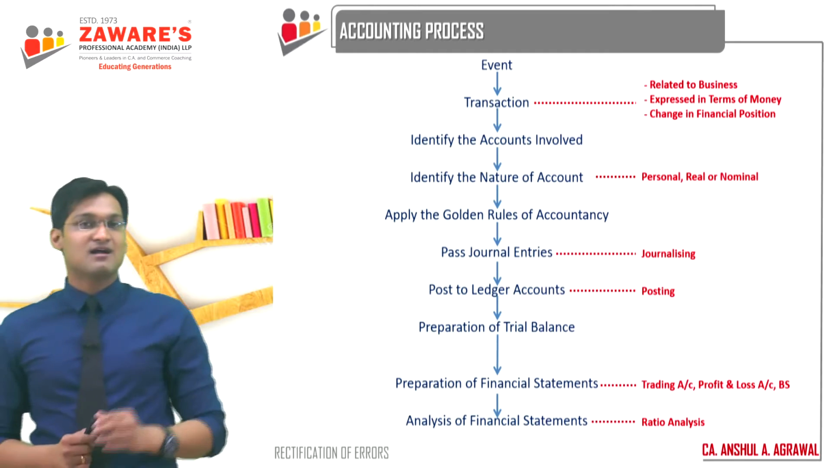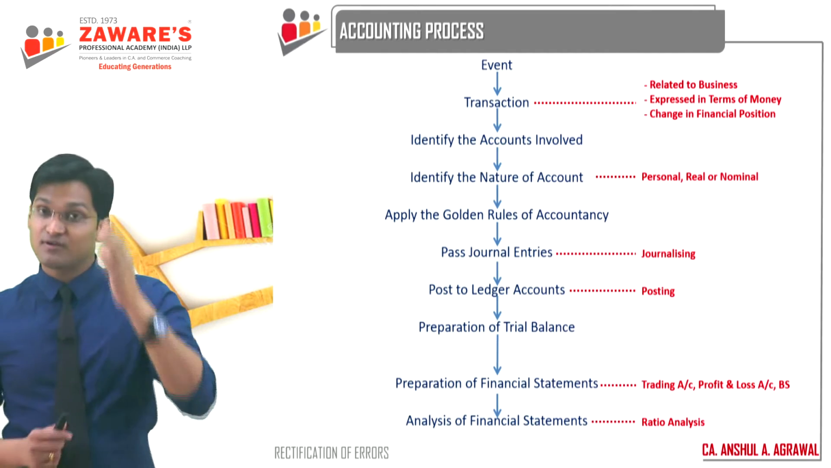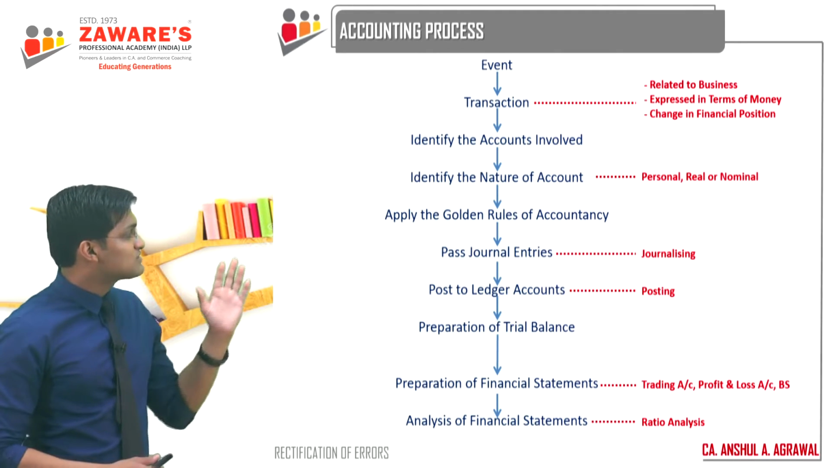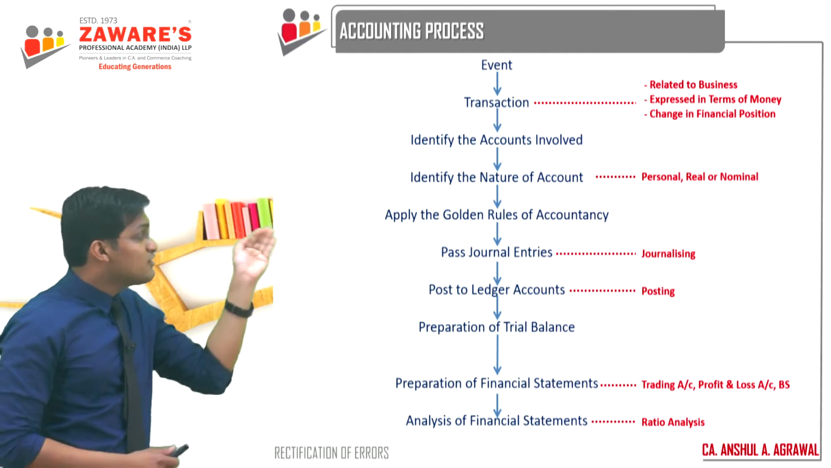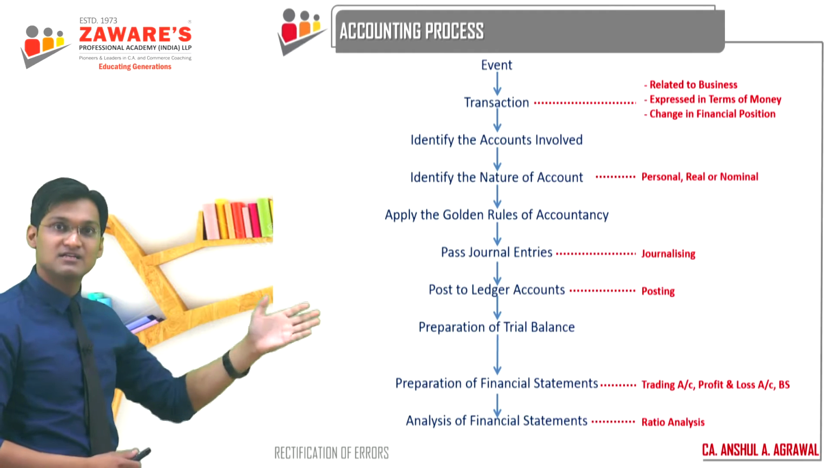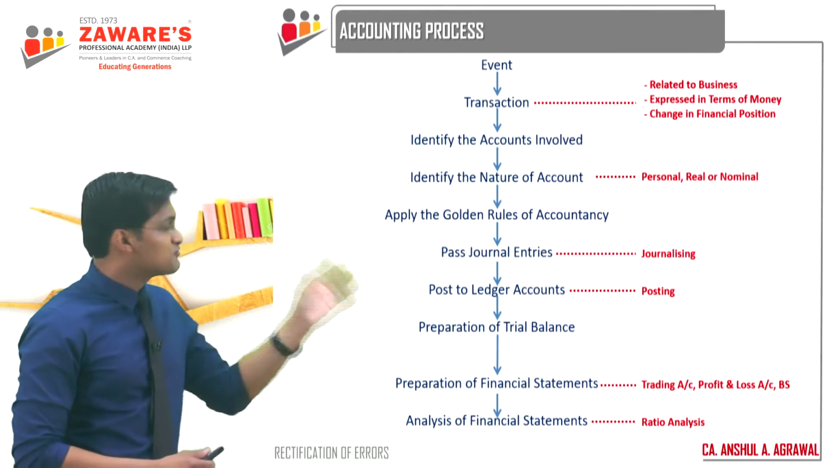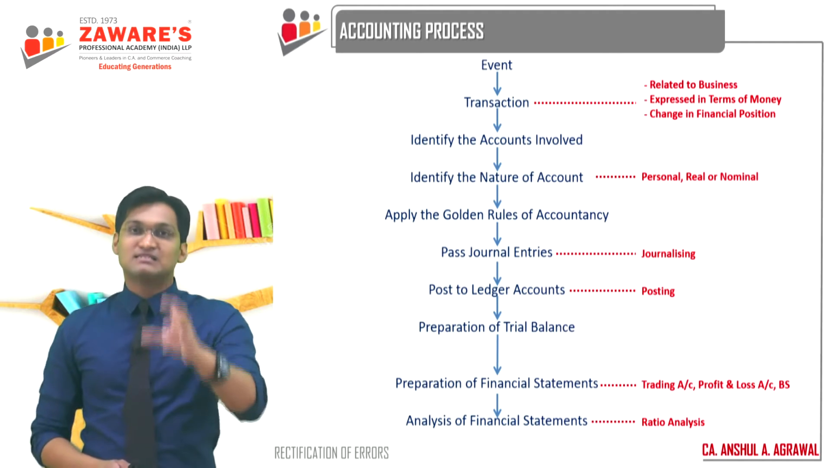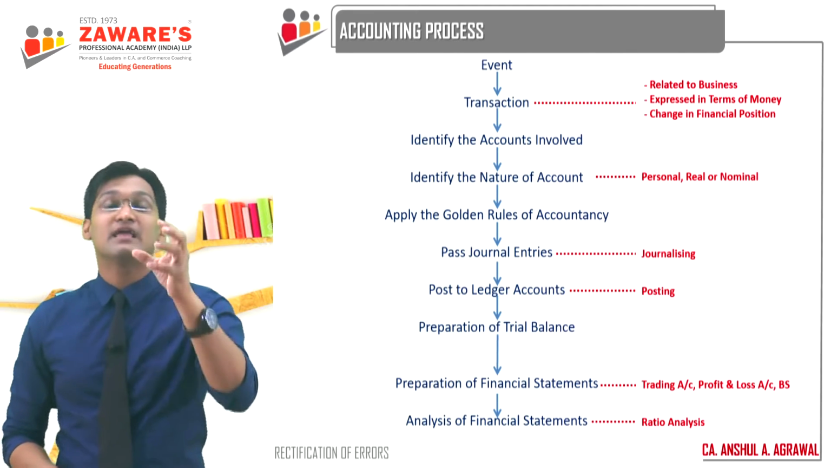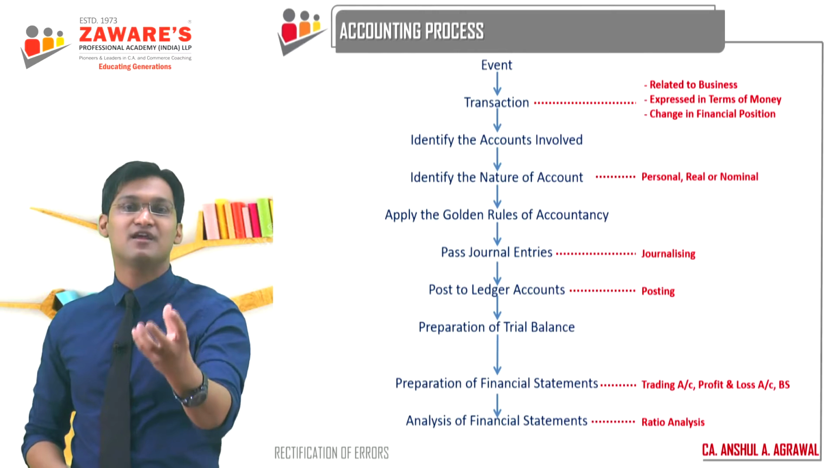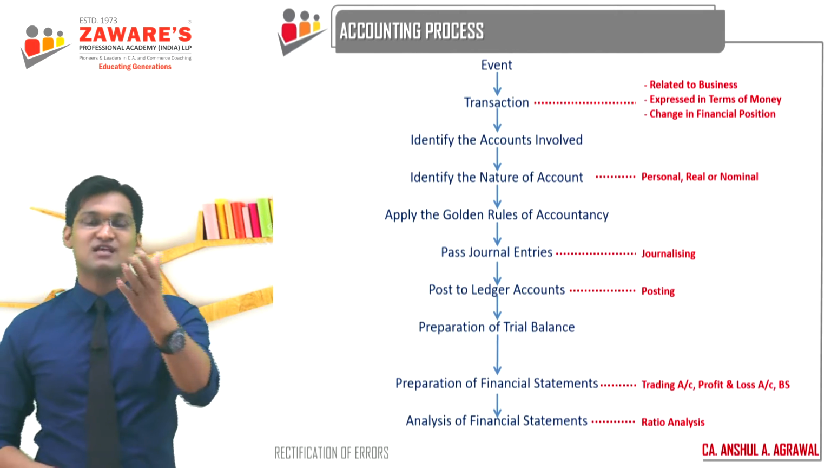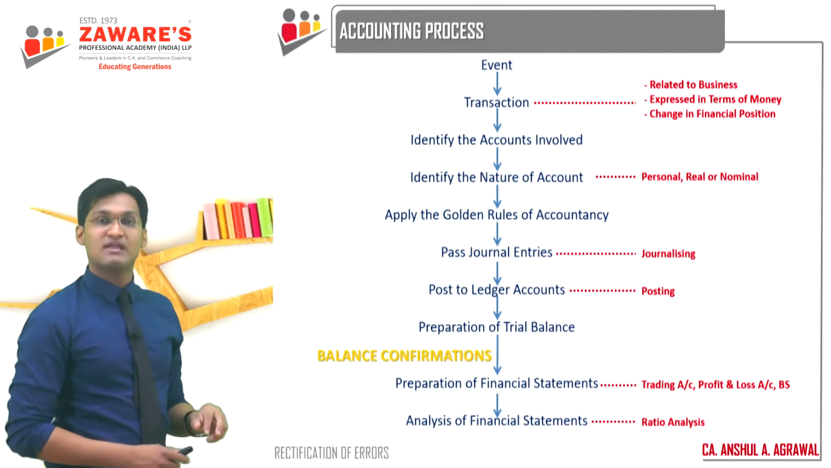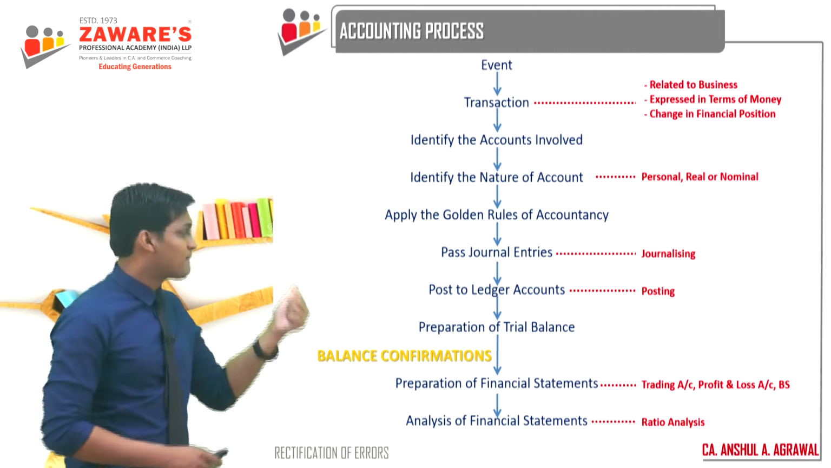After you identify the accounts involved, you identify the nature of accounts, apply the golden rules of accountancy, and pass a journal entry. Once you pass the journal entry, which is known as the process of journalizing, you post it to the individual ledger accounts, which is known as ledger posting. After ledger posting, you prepare the trial balance. We have seen in the last topic also that the trial balance is your basic ingredient when you prepare your financial statements. So now it is very important for us to reconfirm all these balances appearing in the trial balance. This is known as the procedure of balance confirmation.